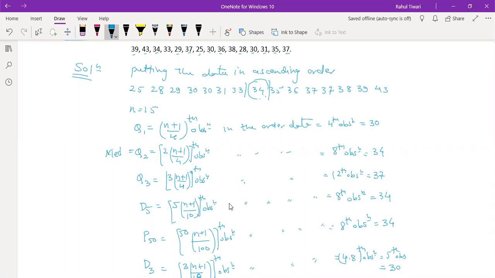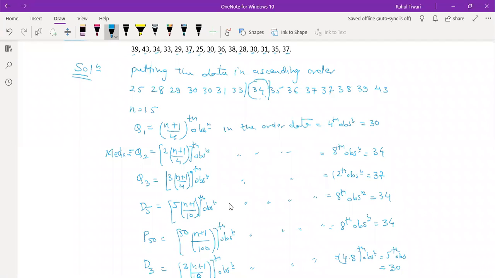Can you understand this? I am not doing any calculation, but I can cross-check whether my answer is right or not. This is also known as partitioning the data. If I partition the data into two equal parts, 7 from here, 7 from here, the middle value will be my median, which is nothing but Q2. That is the shortcut method.